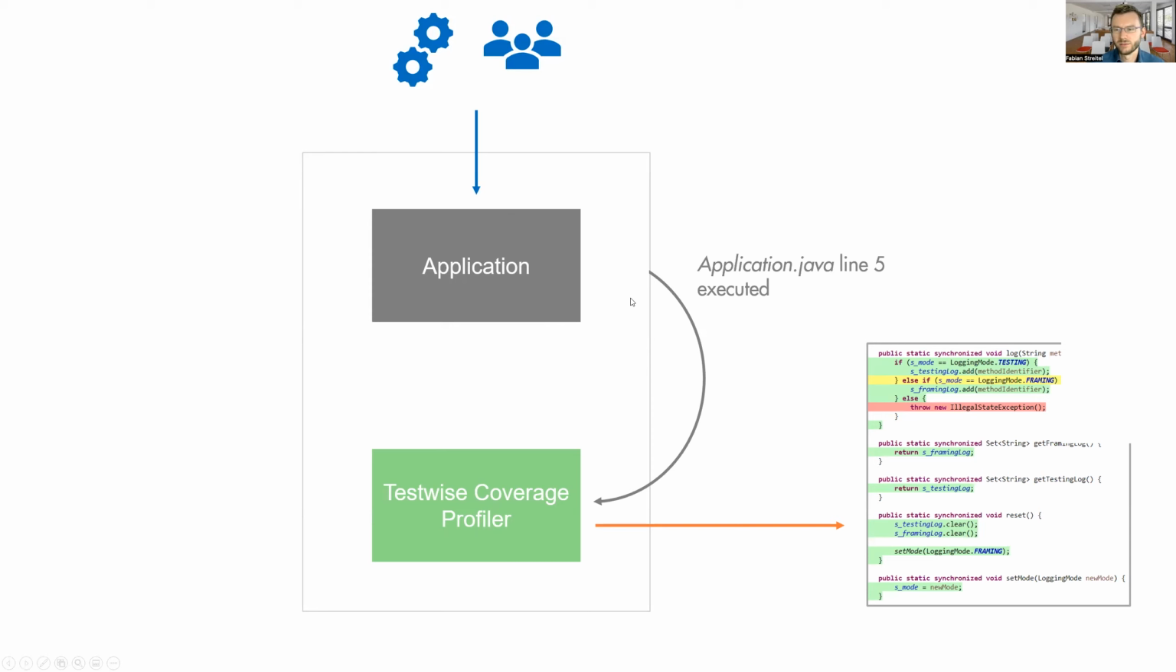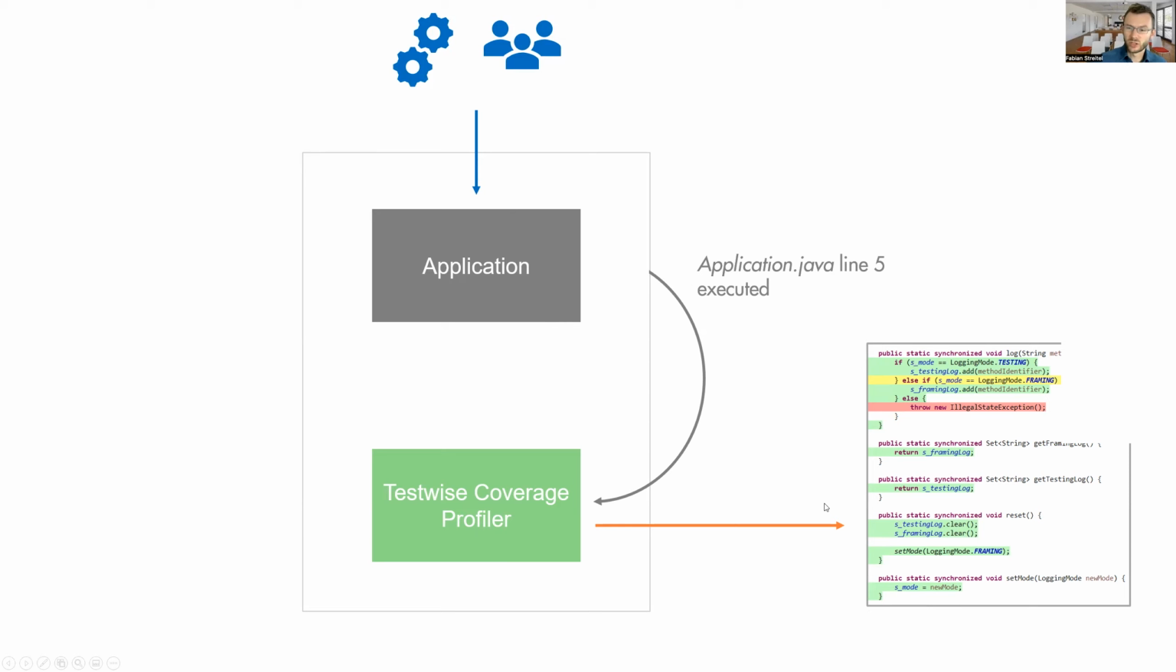And so this gets information like in this Java file, line 5 was executed, or in this C# file, line 15 was executed, and so on. And then this can write a so-called trace file, which basically just contains all the lines that were executed during the test.